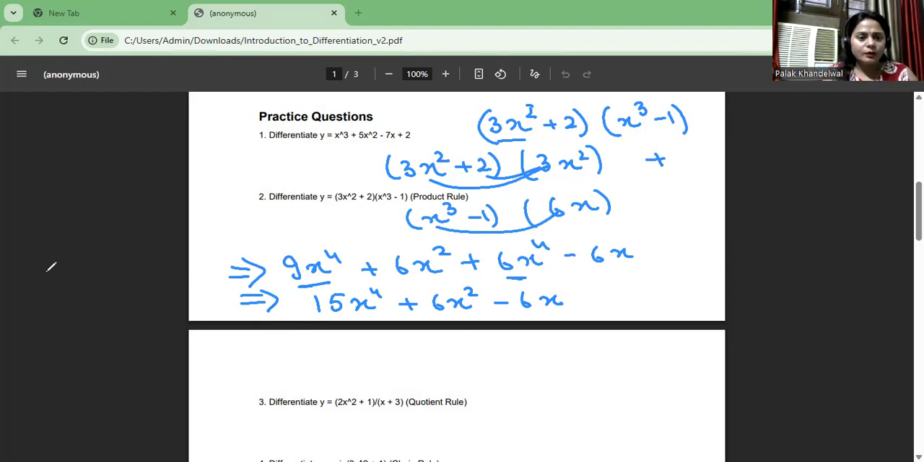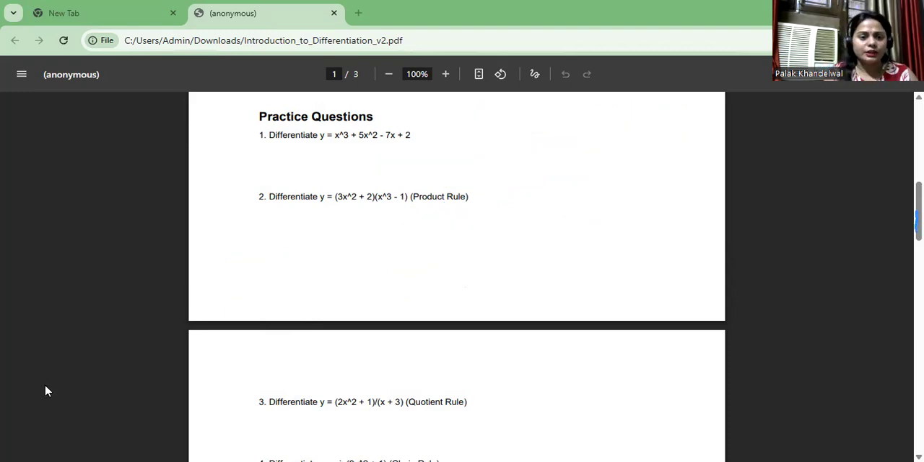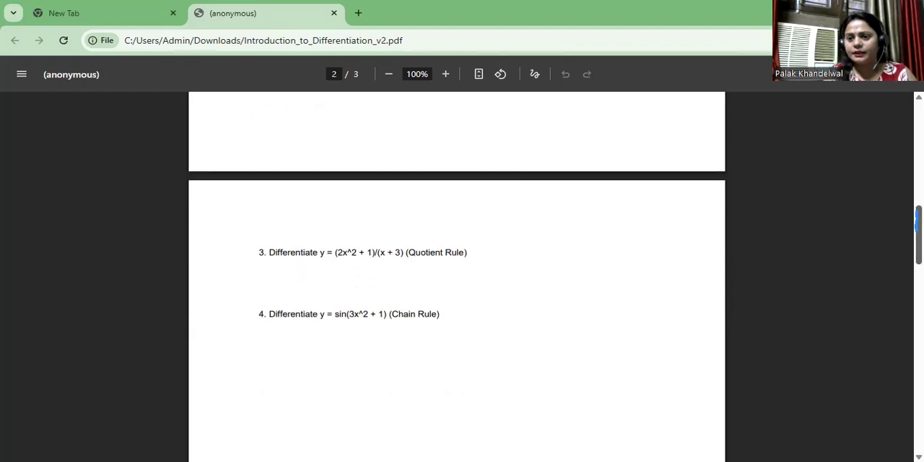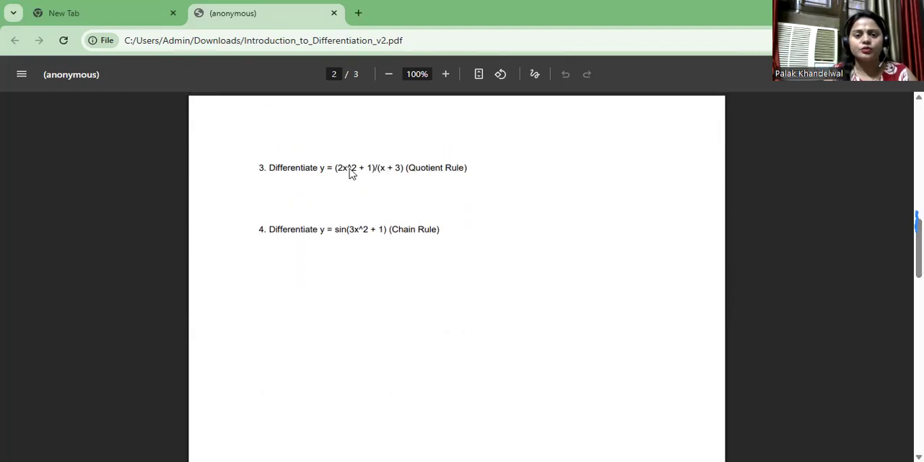Okay. Now let's come to the quotient rule. Let me show you the next question that I have here. This is an example of the quotient rule. Now, how are we going to do the quotient rule? It's just the same. Now, we'll do this in division, right?